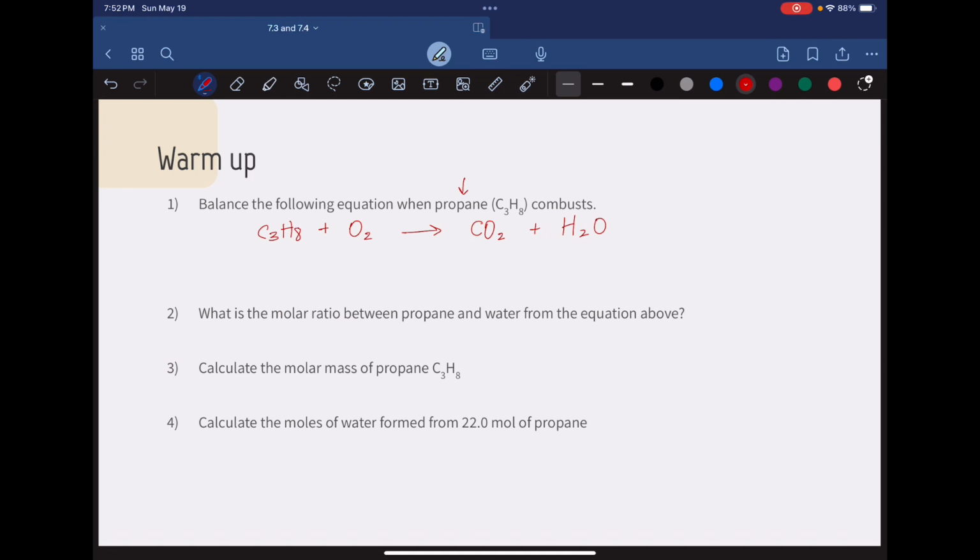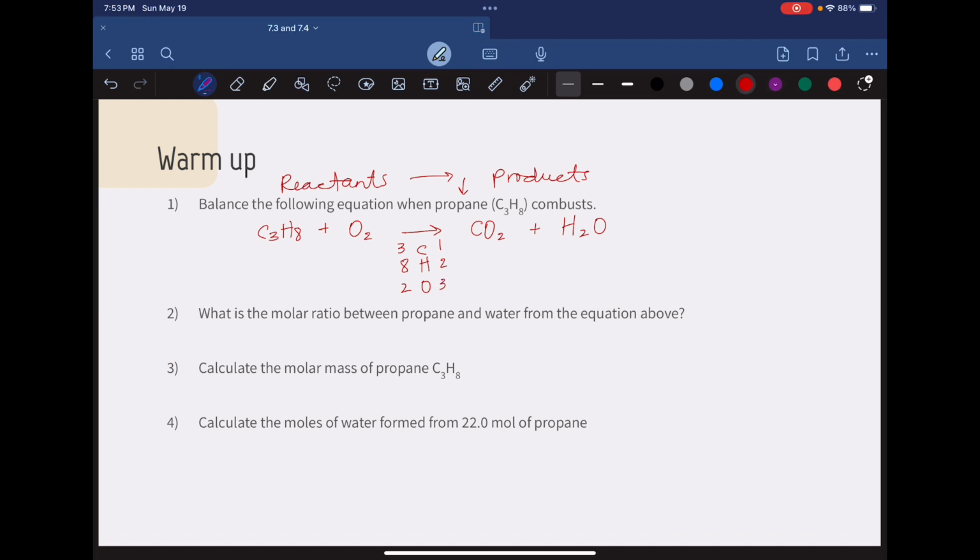In order to balance the equation, we can write out all the elements that we see: carbon, hydrogen, oxygen. And so now we just have to count up how much is on each side. Remember that the left side of the arrow, those are your reactants, and then after the arrow, those are your products. So look at the reactant side. I have 3 carbon, 8 hydrogen, 2 oxygen. On the product side, I have 1 carbon, 2 hydrogen, and 3 oxygen.